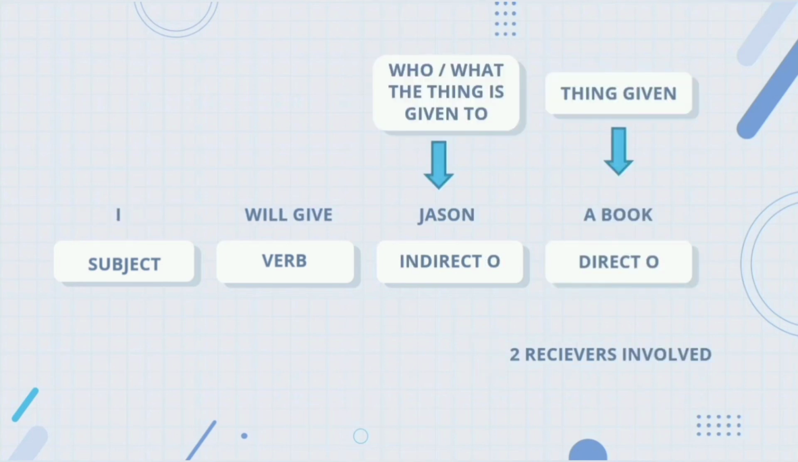The next sequence is the subject-verb-indirect object-direct object structure. You use this structure when an English speaker thinks there are 2 recipients involved in the action. For example, the sentence, I will give Jason a book. English speakers will think that Jason and a book are both recipients of the give action. The thing given is called the direct object and lies behind, while to whom or where the object is given is the indirect object and lies in front.